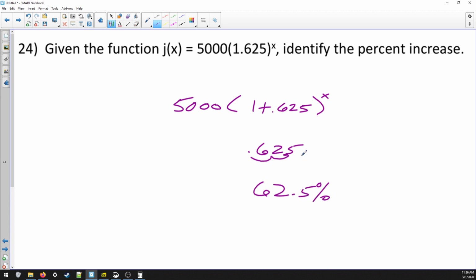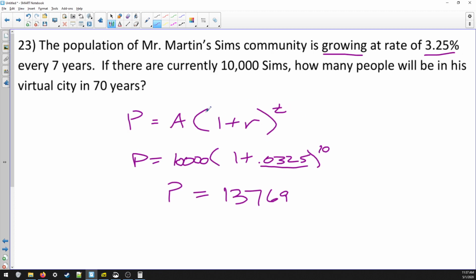So we basically subtracted the 1 off to get it to be just the R part of the problem, and then we did 62.5%. So that one's pretty straightforward as long as you draw the connection between this number and the formula with the 1 plus R.